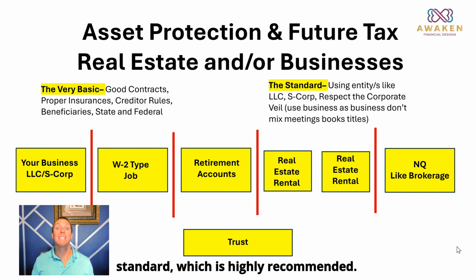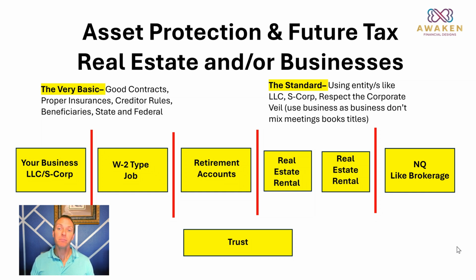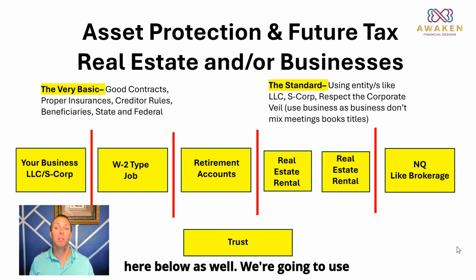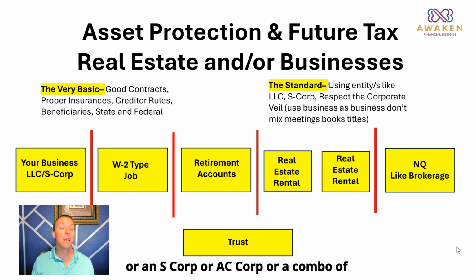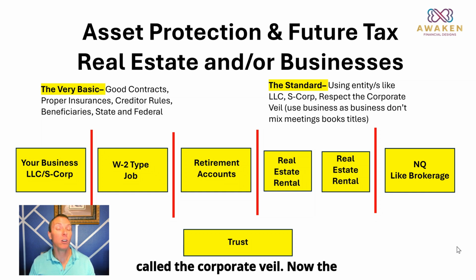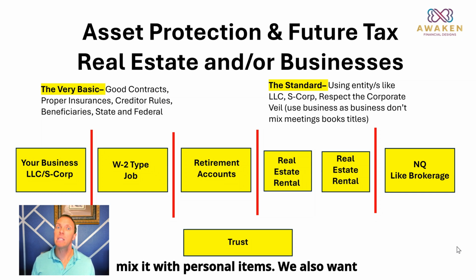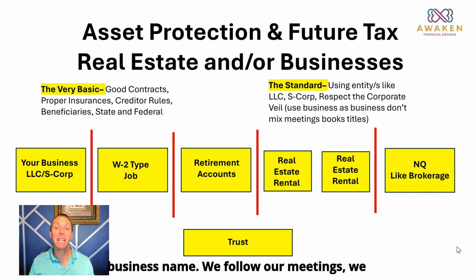Now, moving over to the standard, which is highly recommended. For the standard, we're going to use the chart here below as well. We're going to use different entities like an LLC or an S Corp or a C Corp or a combo of them. We want to always respect what's called the corporate veil. Now, the corporate veil is making sure that you use the business for business. You don't mix it with personal items. We also want to make sure that if we're using a business for an item on there, it's always the business name. We follow our meetings. We follow the books on there. And we ensure everything is titled underneath the business for those purposes.